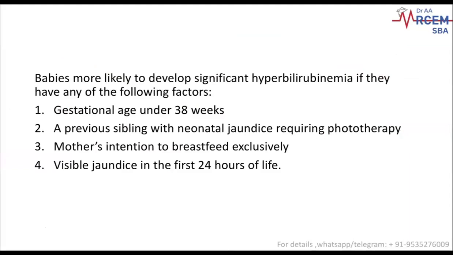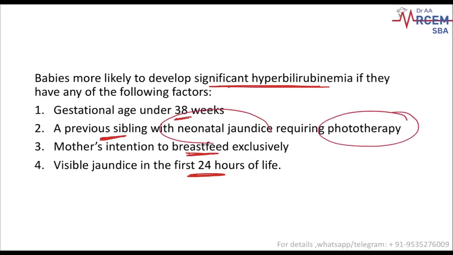Which babies are more likely to develop significant hyperbilirubinemia? Significant hyperbilirubinemia is if the jaundice starts appearing in the first 24 hours itself, because it is pathological. Mother wants to feed the baby exclusively breast milk. If the gestational age is less than 38 weeks, that is preterm babies are at high risk of developing significant hyperbilirubinemia. If the previous siblings had neonatal jaundice which required phototherapy, also you need to consider it as a high risk to develop significant hyperbilirubinemia.